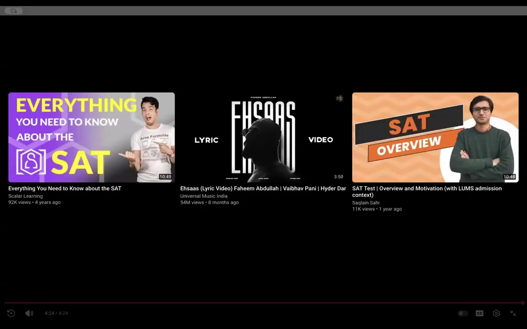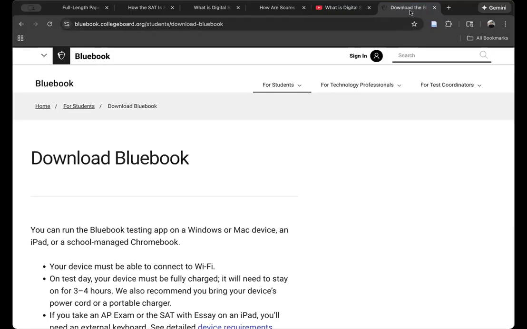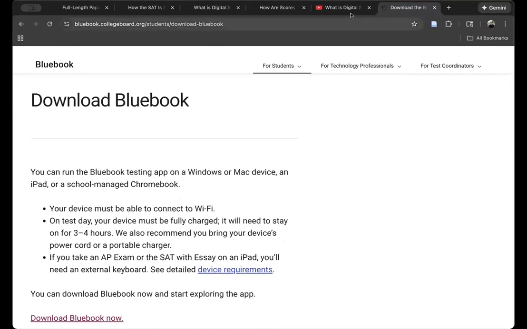So I just thought that would be helpful for people to truly understand what the test format is like. Now I'm going to be walking through the Blue Book platform, and it's something that I recommend everyone get familiar with. It's something that I got familiar with today as well.